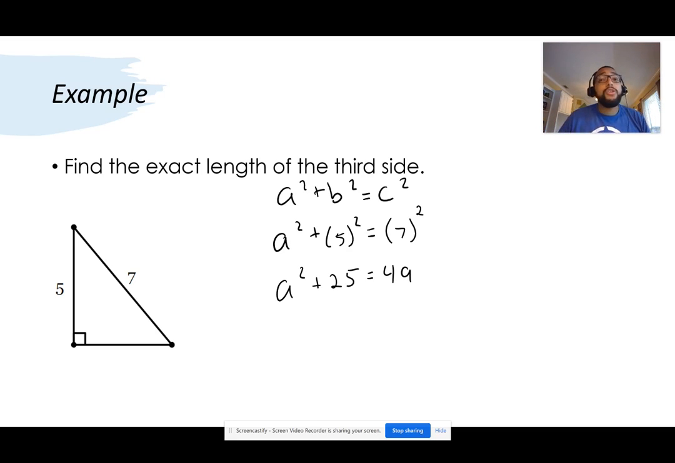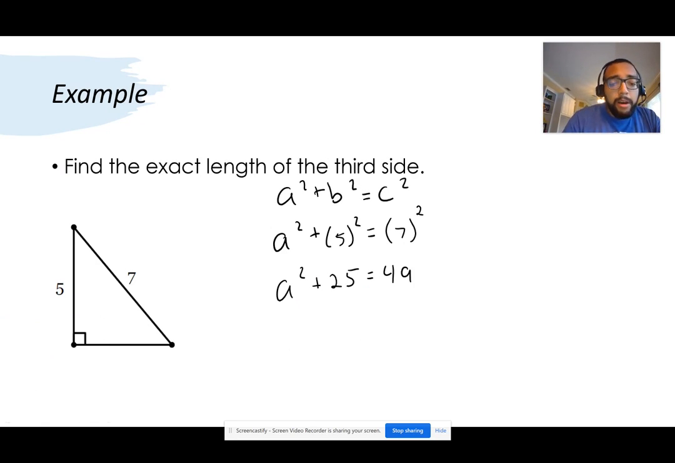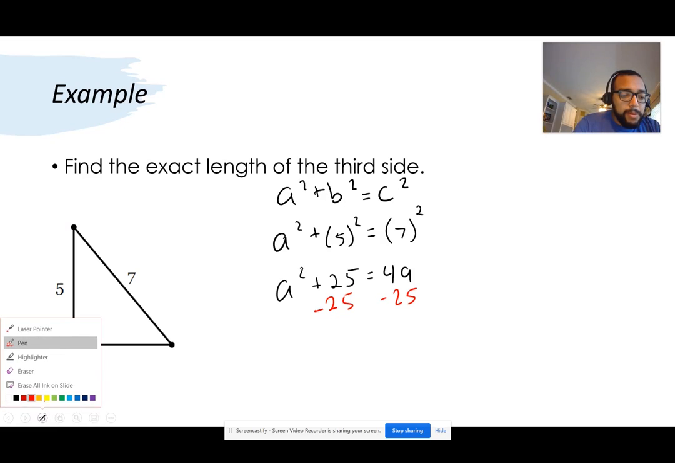All right. Our goal is to get a by itself. Our goal is to say a equals a number. So anything that is disturbing that a equals, move it to the other side. So I got an a squared plus a 25. That means let's move that 25 to the other side real quick, okay? Oh, perfect. So to move that 25, I'll subtract 25 from both sides and go back to perfect.